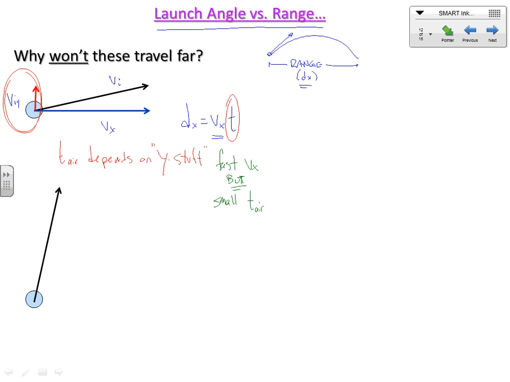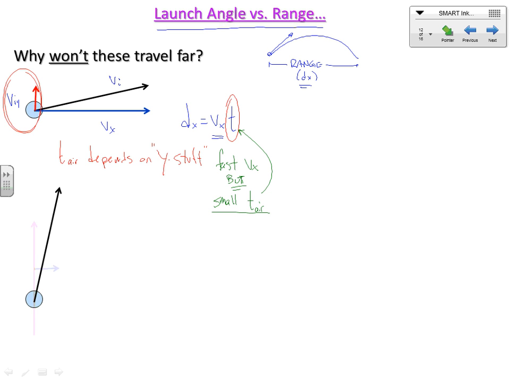Now, this is worth pointing out too. The one on the top here, it might do something like this, boom, and it hits and then bounces and bounces and bounces. We don't talk about any of that stuff. It's only a projectile from the instant that it leaves the launcher until the instant just before it hits the ground. So forget about what it does after that. Okay? So with small time in the air, this part's small, therefore dx is small.